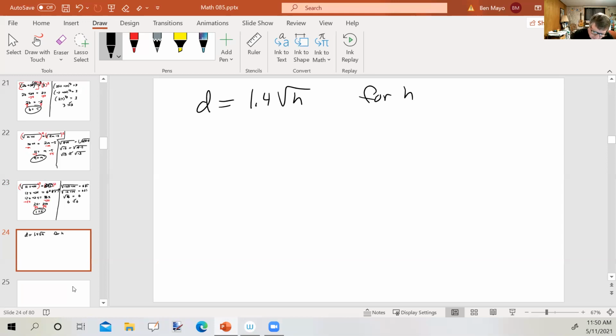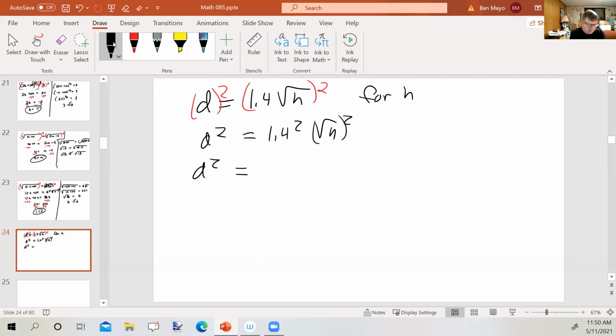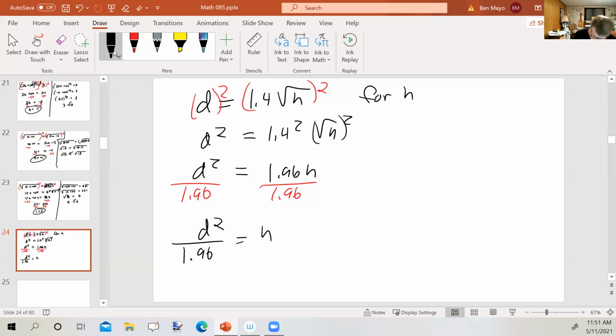If we leave it alone, the first thing we would do would be to square both sides. We would get d squared equals 1.4 squared times the square root of h squared, which is d squared equals, let's see, I believe that's 1.96, 1.4 squared, 1.96h. So then we would come back and divide both sides by 1.96. So h equals d squared divided by 1.96.